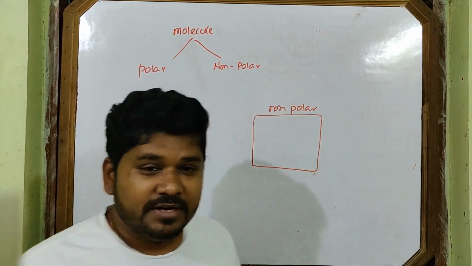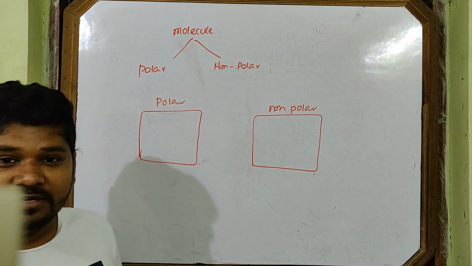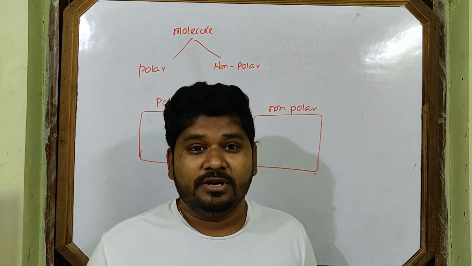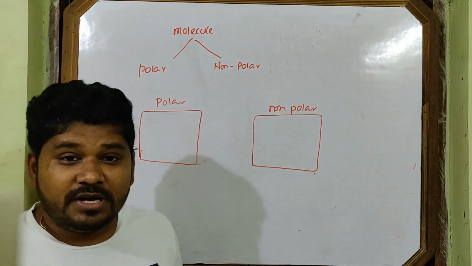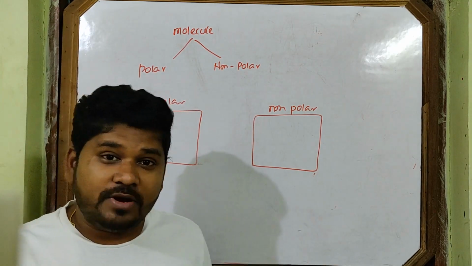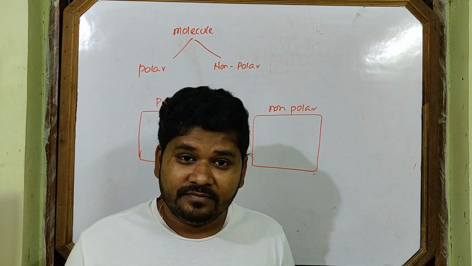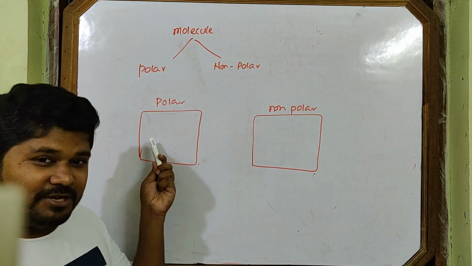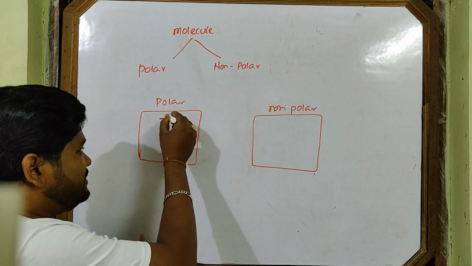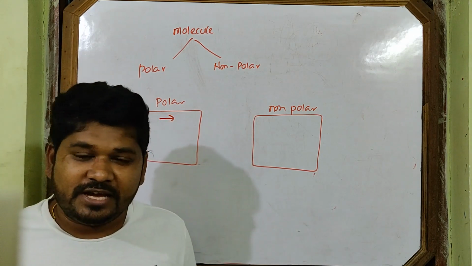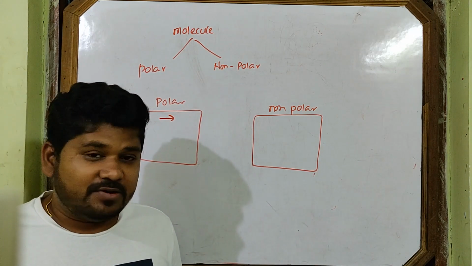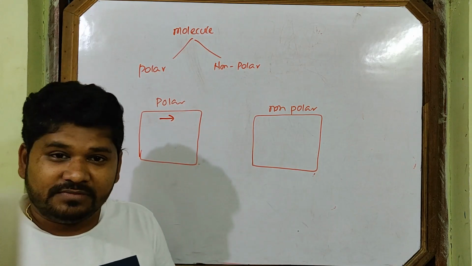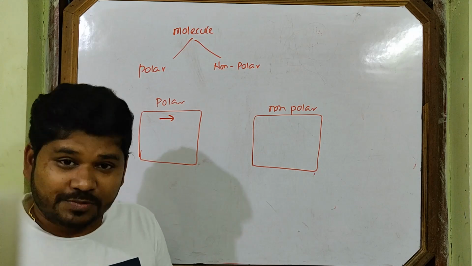Then what will happen? In this polar specimen, each molecule has some dipole moment. Suppose there are 100 molecules, then what will be the total dipole moment? 100 into the dipole moment of each molecule. I am repeating, you listen. Here each molecule has a dipole moment. Suppose there are 100 molecules, then the total dipole moment is 100 into the dipole moment of each molecule. That should be the calculation.